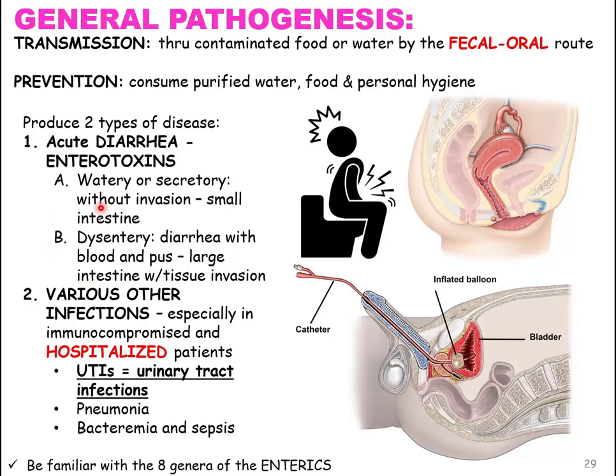When we get dysentery, remember that's when we have blood and pus. And normally these bacteria are going to be in the large intestine. And of course, to get to blood, you have to kind of go deeper than your mucosa. And so there's going to be some sort of tissue invasion associated with those. Then when these bacteria get in the wrong place, they can cause various other infections, especially if someone's immunocompromised. And then through hospitalization, the big one's going to be through septic catheterization. So not using aseptic technique, leaving that catheter in too long.